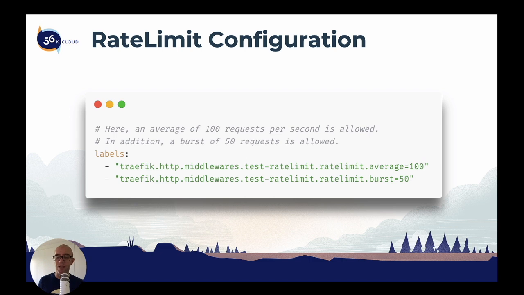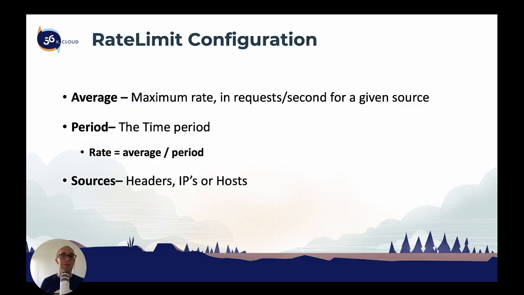And then we can actually take it a bit further and define all these very well. So we can say the average is the maximum rate in requests a second for a given source. Then the period is a time period, and then you can see that gives us the rate. The rate equals the average divided by the period.